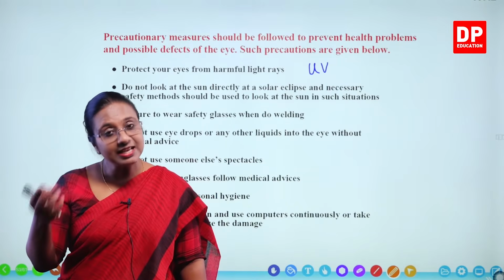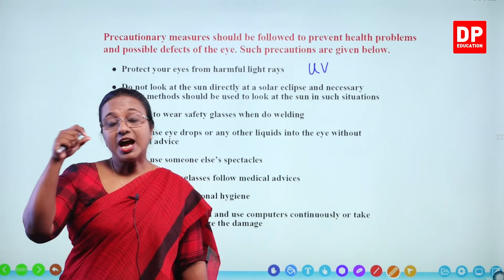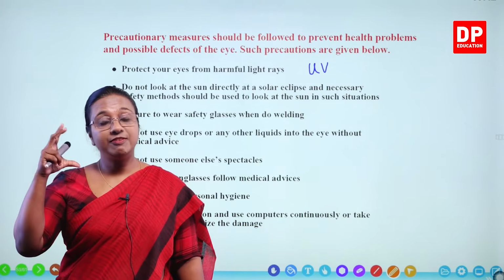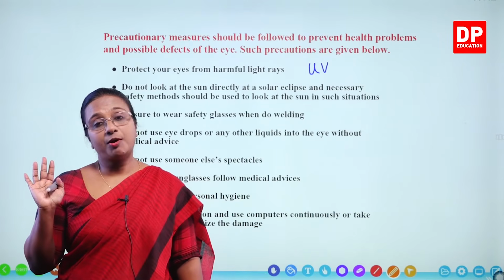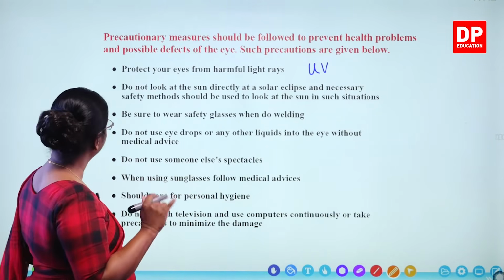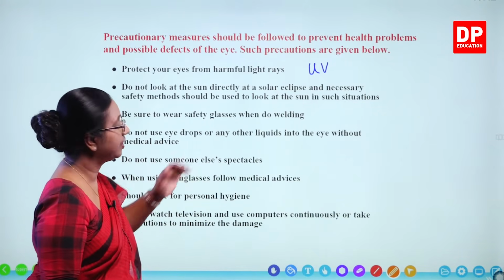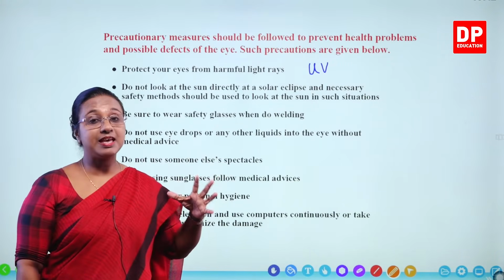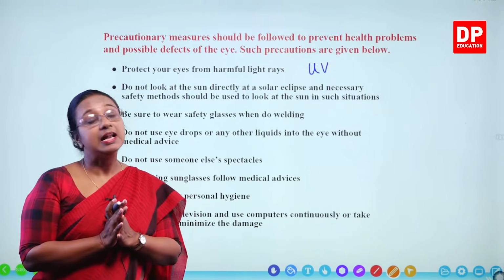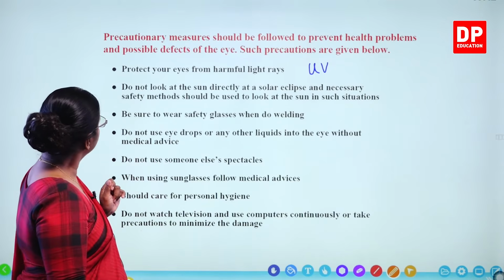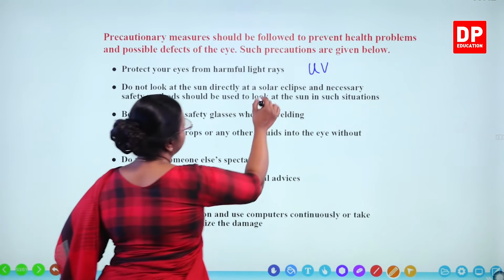Then sometimes again children, playfully, try to shine a torch into the eye. So if it's too bright a light, that also can cause problems. So you have to be careful. Protect your eyes from harmful light rays like UV radiation. At the same time, you have to be careful not to look at very bright light. Then you can see, do not look at the sun directly at a solar eclipse.